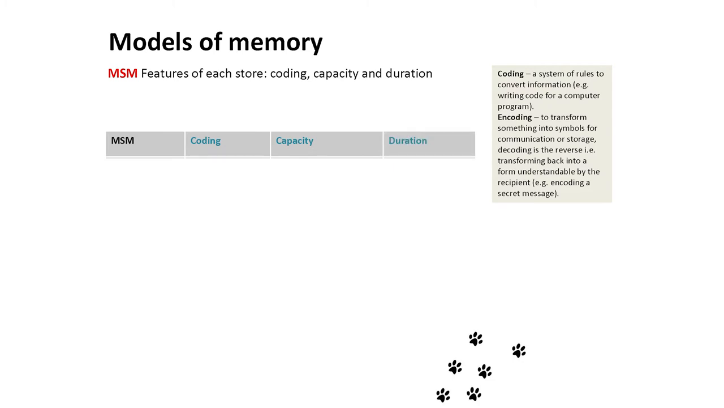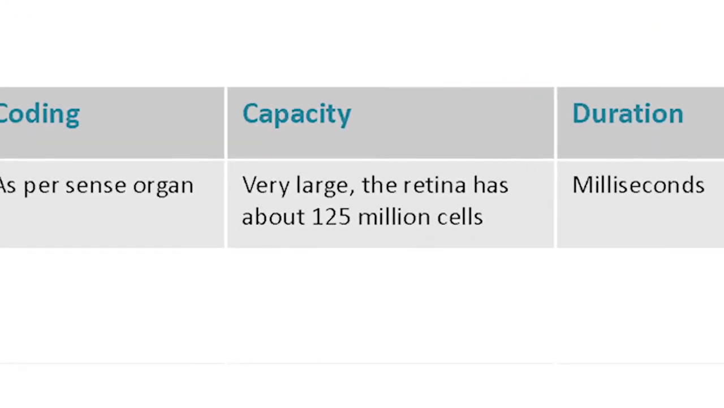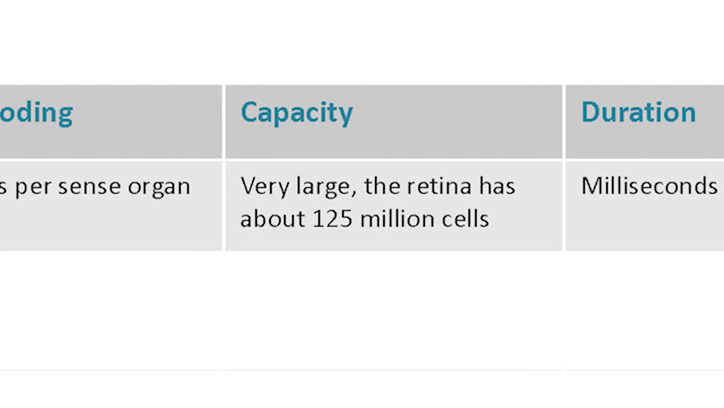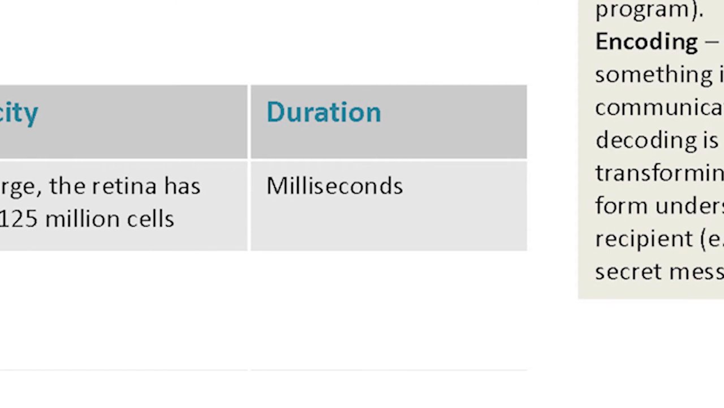So students need to be able to say, for example, for the sensory register, and it is actually named the sensory register in the specification, how that information is coded. And actually, I should point out to you that it's not encoding anymore in the specification, it's coding. How that information is coded depends on what sense is being used. The capacity of the sensory register is huge. So for example, the human retina has 125 million cells, and that is an estimate of the kind of capacity we're talking about. And you should also be familiar with the duration, which is measured in milliseconds for the sensory register.